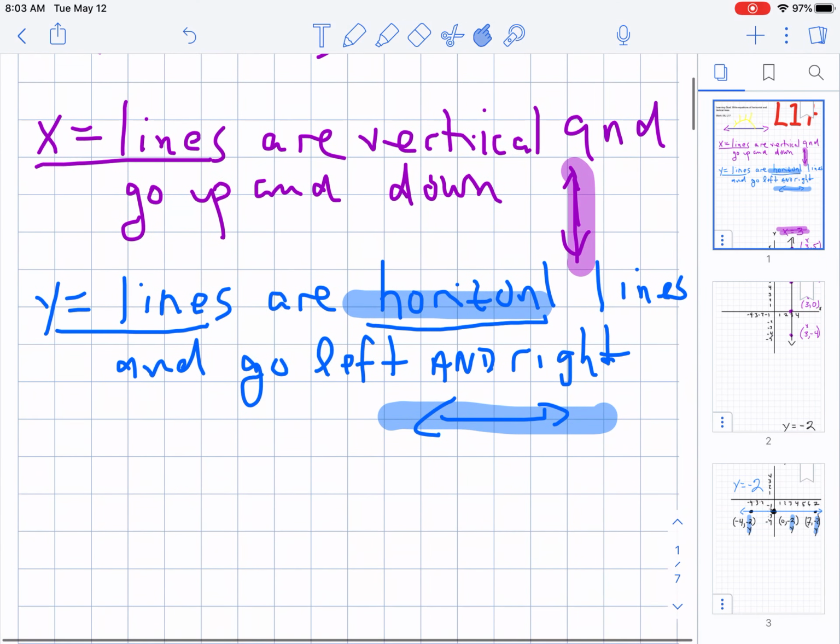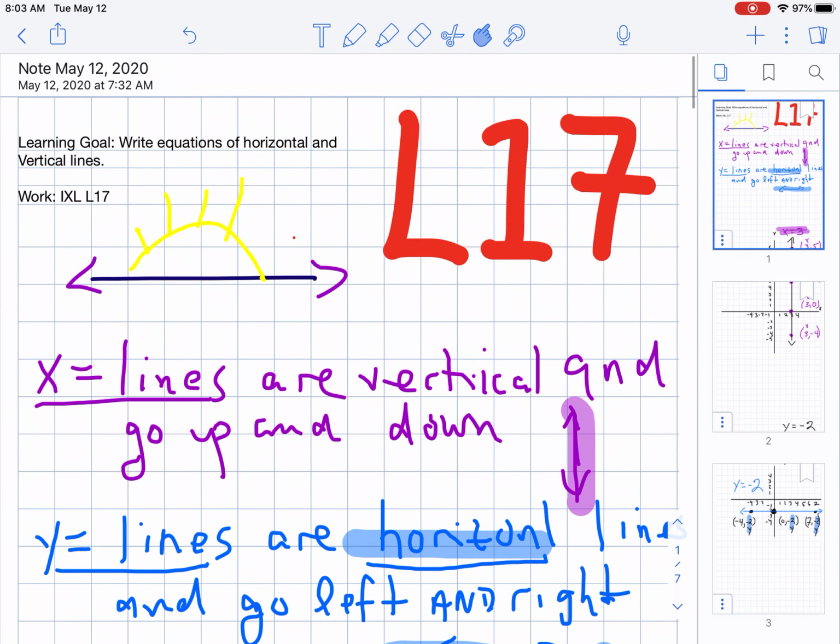Okay, so just in review, x lines are vertical and go up and down, and y equal lines are horizontal and go left and right. Your work today is in IXL L17.